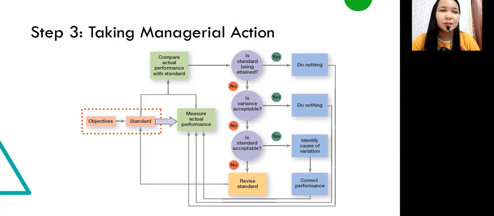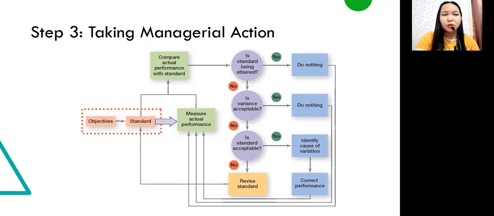Depende sa performance. Okay, so let's take a look at this one. For example, meron kang objectives, nag-set ka ng standards. So when you measure the actual performance, you compare it first, right? So after measuring, you compare the actual performance with the standard. Okay, so nandito na tayo. Is standard being attained? Yes. So you should do nothing, right? So sabi niya dyan, pag naman ang sagot mo, is the variance acceptable or range of variation, is it acceptable? If yes, wala ka nang gagawin kasi acceptable naman siya.